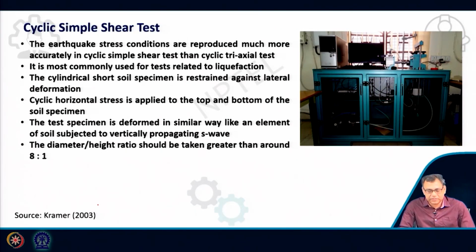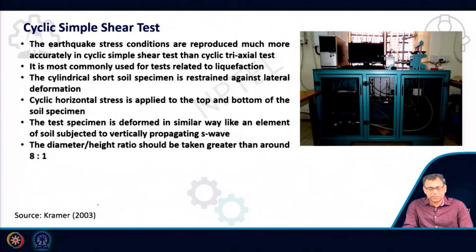Earthquake stress conditions are produced much more accurately in the cyclic simple shear test than in the cyclic triaxial test. That is the advantage of this test. That means here earthquake stress conditions are produced much more accurately as compared to the cyclic triaxial test. It is most commonly used for tests related to liquefaction.